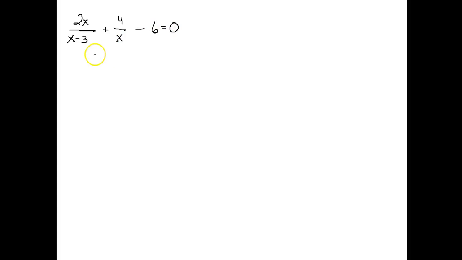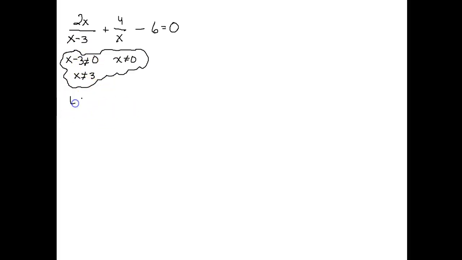First things first, let's take these denominators, make sure we identify what would make them 0 so that later we know not to keep those values as solutions. Okay, so we can't have x be 3, we can't have x be 0. Just something to keep in mind for later. Later on, we'll check back there.